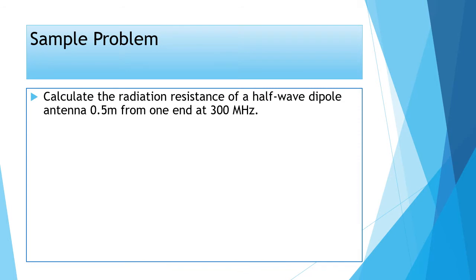Next problem. Calculate the radiation resistance of a half-wave dipole antenna 0.5 meters from one end at 300 megahertz. So in this problem, the feed point is no longer at the center of the antenna, but it is moved 0.5 meters from one end. So in order to solve for the radiation resistance, we have to use this formula. R sub x is equal to 75 divided by sine pi x over lambda quantity squared. X here is the distance.